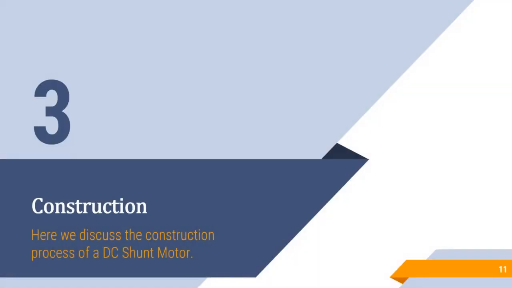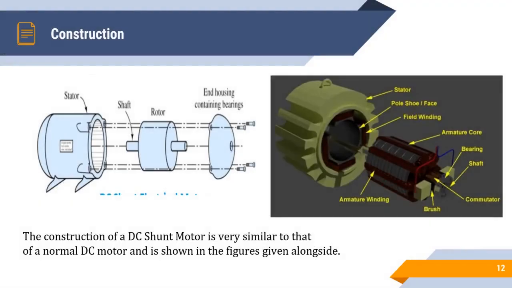Now let us discuss the construction of a DC motor. Construction of a DC shunt motor is very similar to that of a normal DC motor and is shown in the figures given alongside, and the labeling is properly done for each of the figures, and it is shown from different angles.